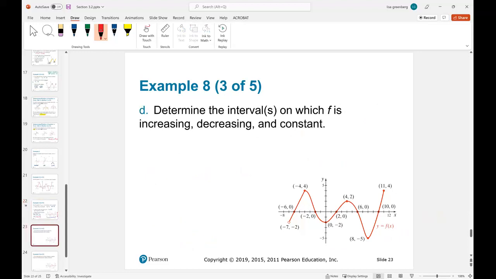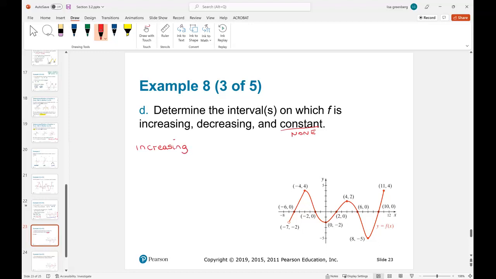Determine the intervals on which f is increasing, decreasing, constant. So let's talk about constant first. I don't see any place that it's constant. There's no horizontal line here at all, so it's going up and down. So none are constant.